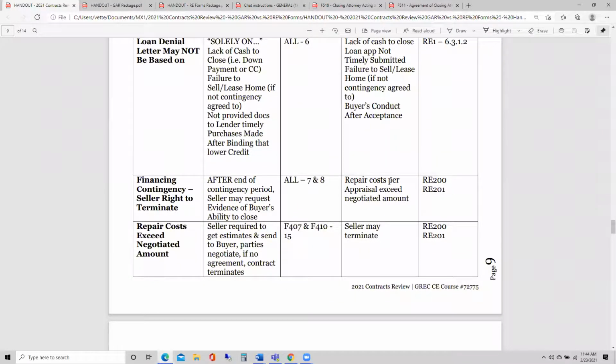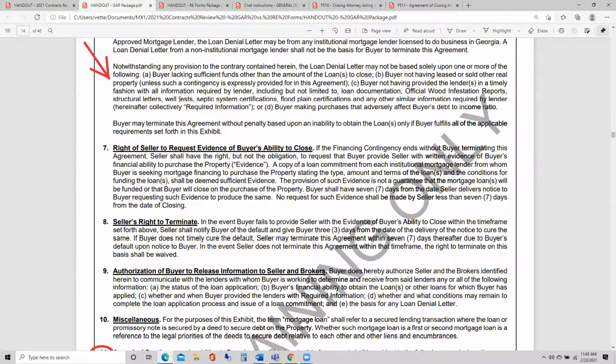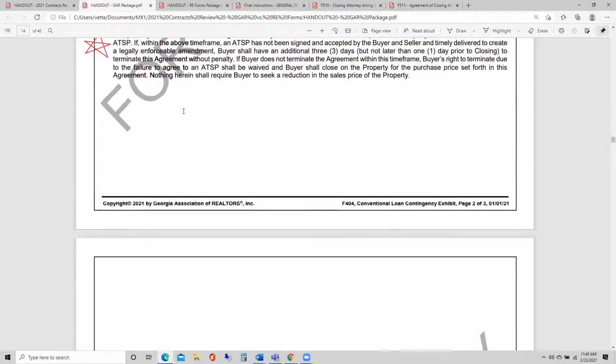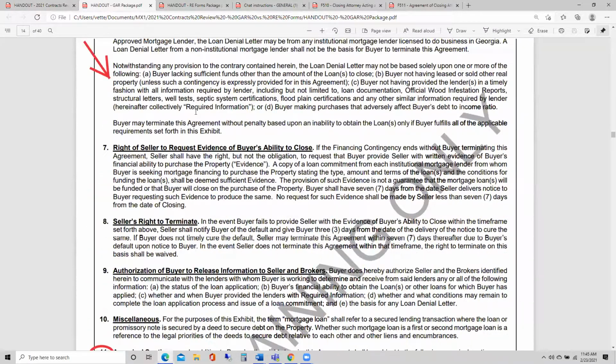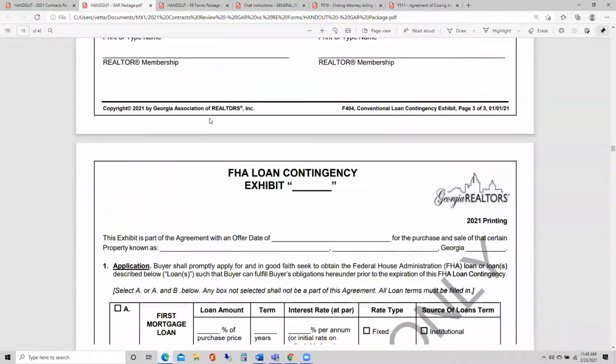But if it talks about repair costs exceeding, that is the other way a seller can terminate after the financing contingency is in. I'm sorry, getting a little tongue tied here, in the FHA and the VA loan, and this is true in both of them, it talks about under the repairs. Let me find where it is. Okay, that's conventional. Hang on.